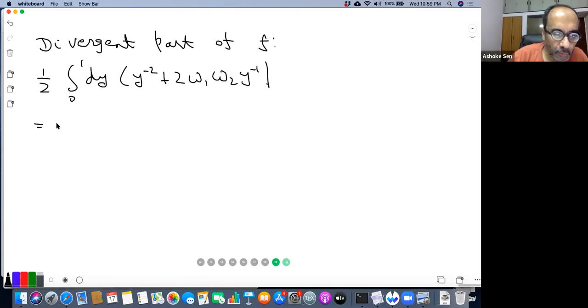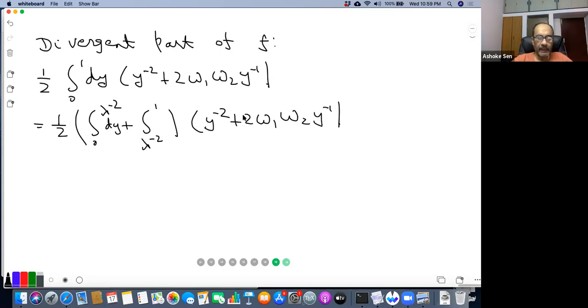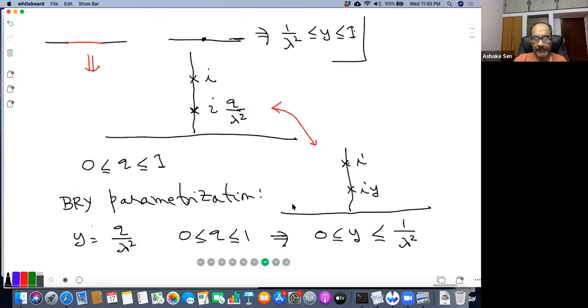Okay. So what you are going to do is to split this y integral into two parts. One is 0 to 1 over lambda square, plus the integral lambda to the minus 2 to 1 of the same integrand. Why did you split it this way? Because that's the way the two diagrams work, right? This diagram is covering the range of y from 0 to 1 over lambda square. The other diagram is covering the rest of the range.